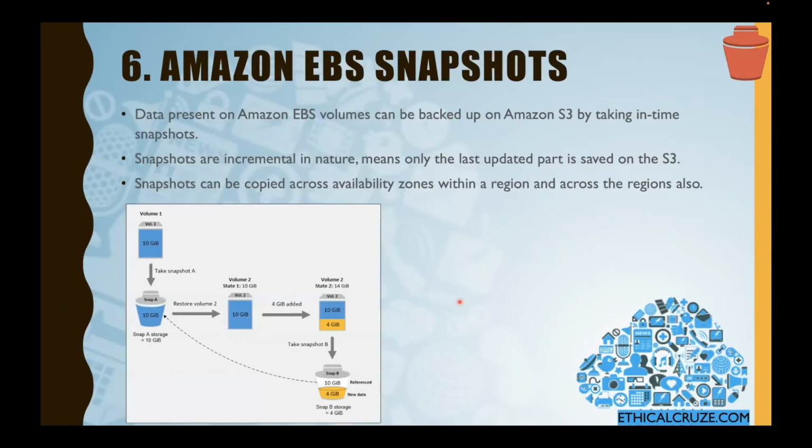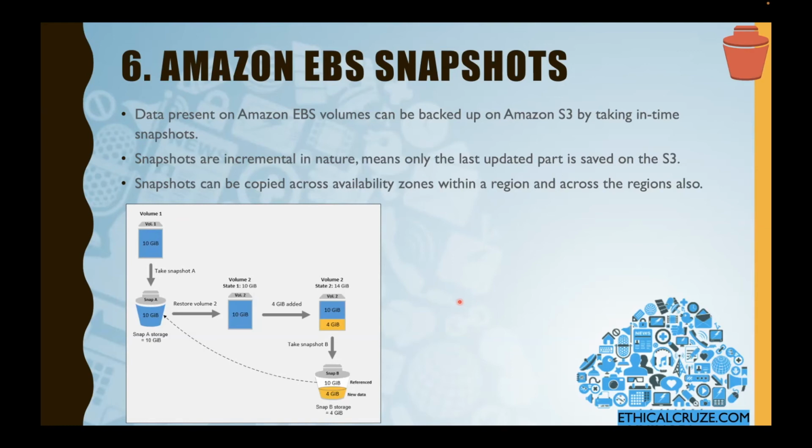Next is your Amazon EBS snapshots. Whatever data is present on an EBS volume, we can back up on Amazon S3 by taking point-in-time snapshots. What it means is that whatever data you are storing in your EBS volume, you can take a snapshot of that so that you can reuse it at a later instance if you need that data. Snapshots are incremental in nature.